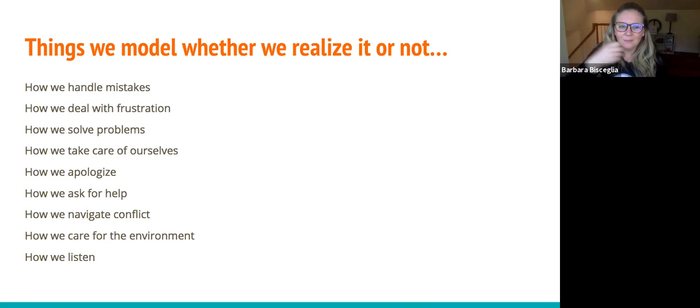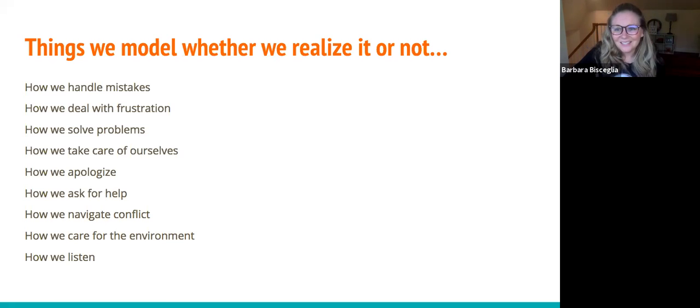And you can model that for them to show, I take care of myself. It's really important to stay hydrated. And do you want to get your water bottle? Again, that's all really positive modeling for them. How we're asking for help, how we're navigating conflict, how we're caring for the environment. That's a big one. If they see us really taking care of the materials and cleaning them, they're going to know, okay, that's what I'm supposed to be doing too.